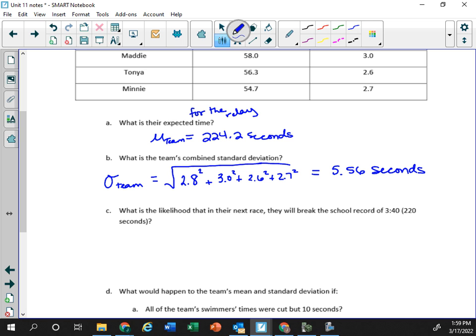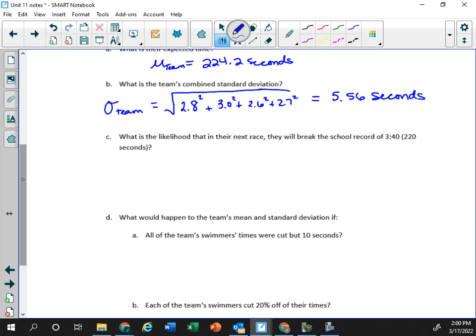Okay, clearly emphasizing the standard deviations. You cannot just add them together. You have to go through this process. Okay, next question's interesting. It's different than anything we've done so far in this unit.